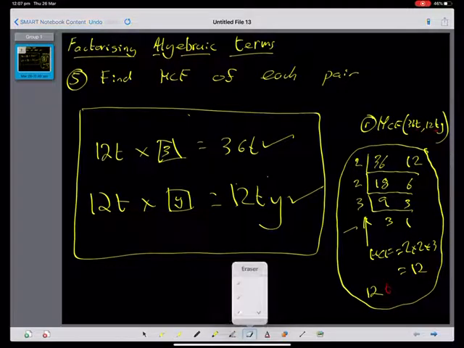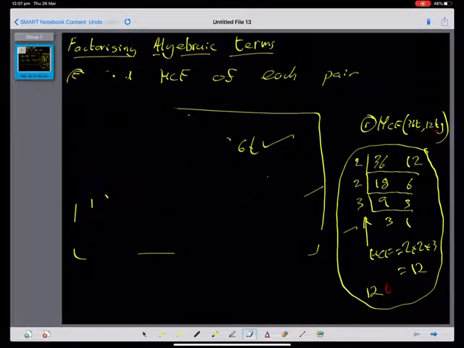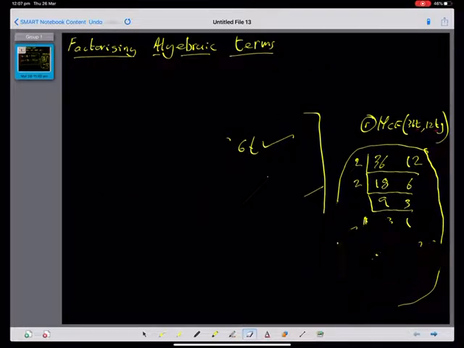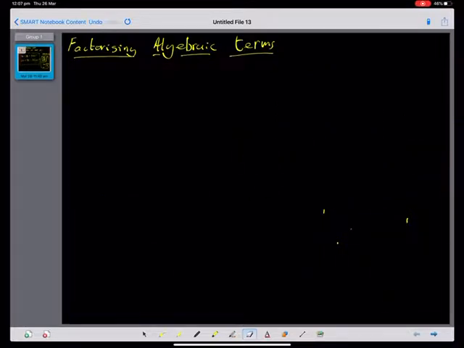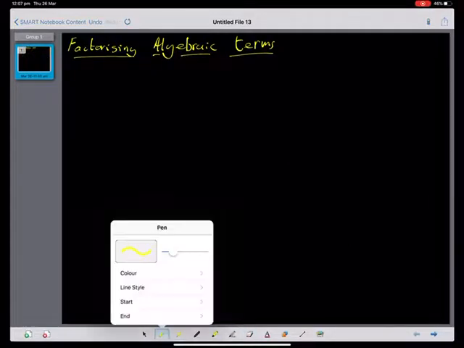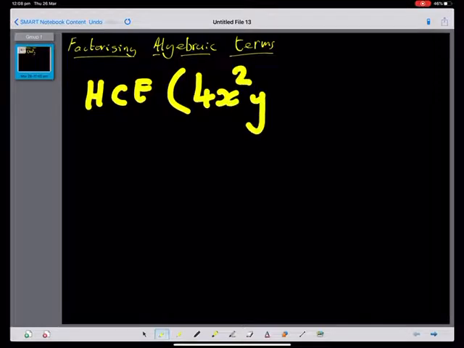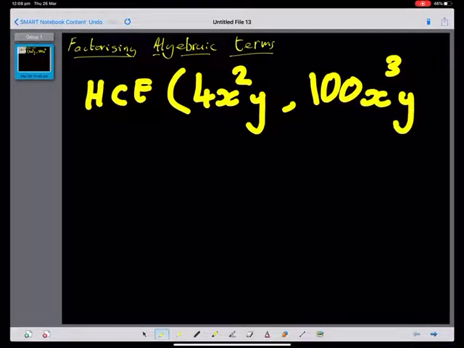Okay, now I'm going to break my word and we're going to do one more question. We're going to do one final question. And I'm going to write this nice and big. I would like you to find the highest common factor of 4x squared y and 100x cubed y to the 4. Okay, off you go.